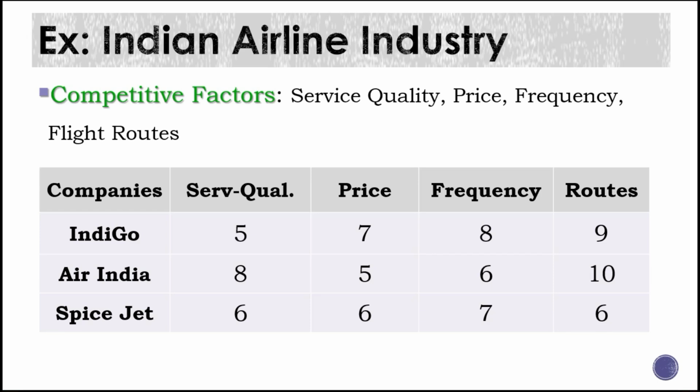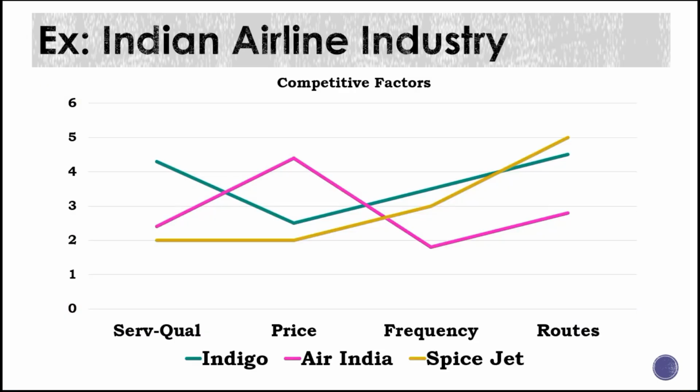Similarly, for price, frequency and routes, the ratings are given, and based on these ratings we can draw a graph. So strategic canvas is simply nothing but canvassing, or drawing the graph, based on these competitive factors and the ratings given to each of the competitive factors. On this line graph, any factor that is at the lower end or in a declining level means these are the areas where the companies are required to improvise. If they can improvise on these competitive factors, obviously the strategic canvas is going to change.